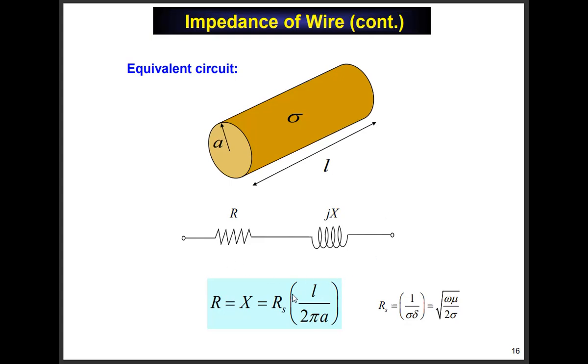Now let me remind you that the surface resistance is given by 1 over the conductivity of the metal times the skin depth, and you can remember it like that. Or if you want to plug in the formula for the skin depth, square root of 2 over omega mu sigma, you can get this formula for the surface resistance. This one makes it more explicit that the surface resistance gets small if the conductivity gets high.